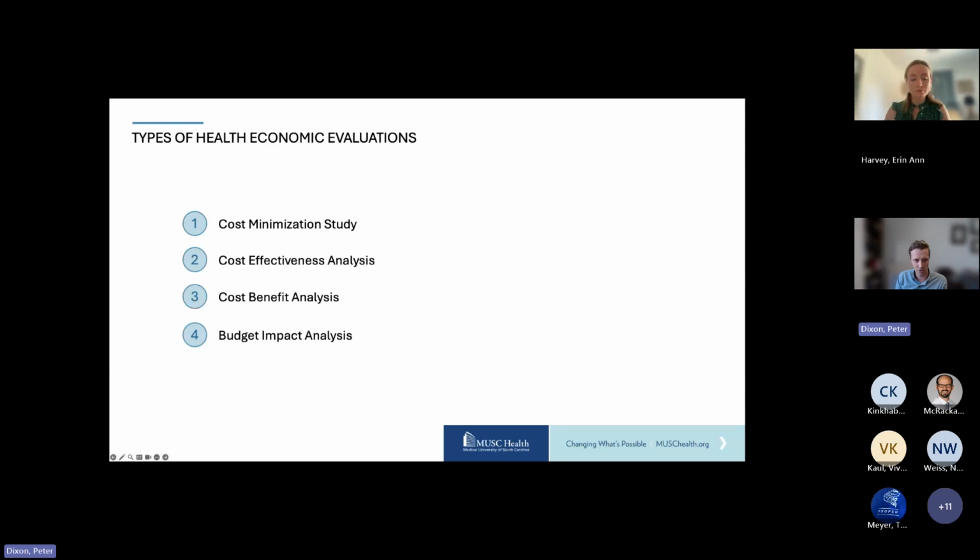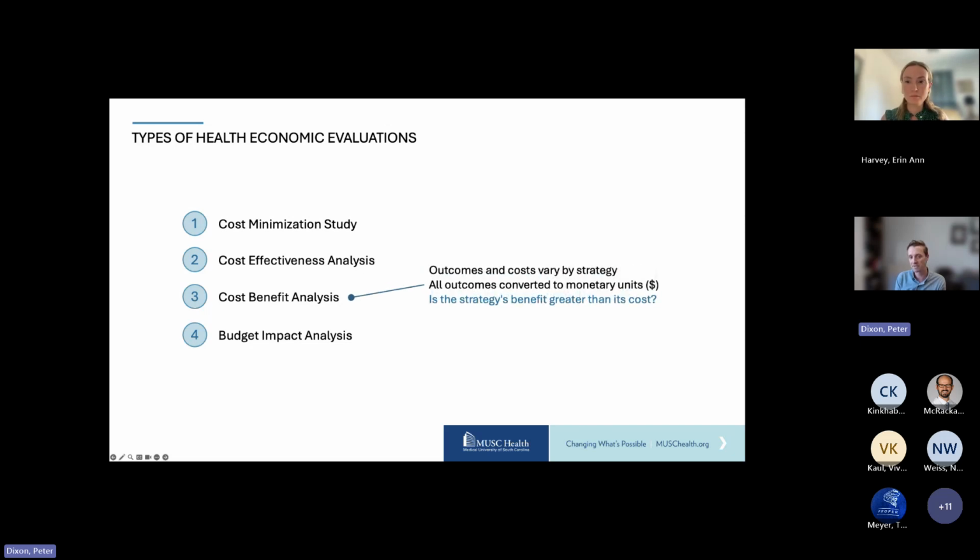Another point about what this talk is and what it is not. There are many different types of health economic evaluations. There are cost minimization studies, where we're just trying to find the least expensive series of things that we could do to a patient to arrive at the same outcome. There are cost effectiveness analyses, where the outcomes might vary some and the costs might also vary, and we're trying to decide if the incremental cost is justified.